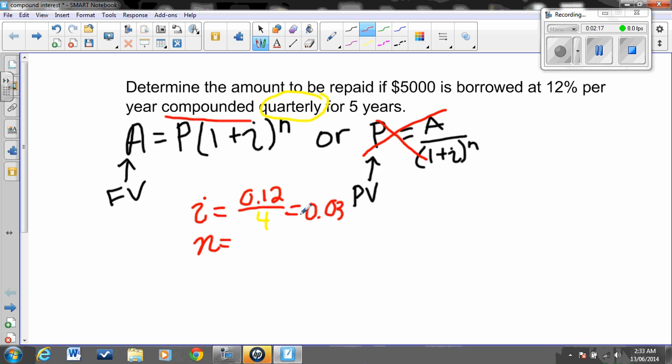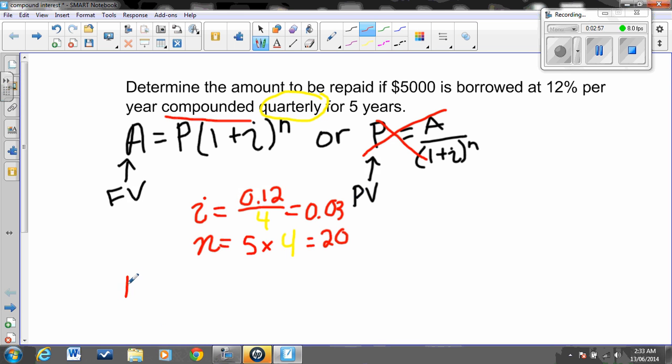0.03. To calculate the n, we have to multiply the number of years times the number of compounding periods in a single year. So because we have 4 compounding periods in a year, we're going to multiply 5, the number of years, times 4, since interest is calculated 4 times a year. 5 times 4 is going to give us an n value of 20. So we have to do that little bit of work before we can actually plug into the equation.